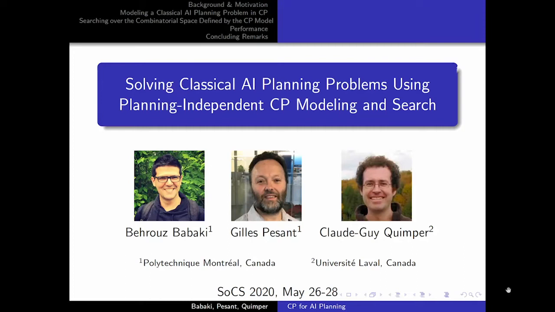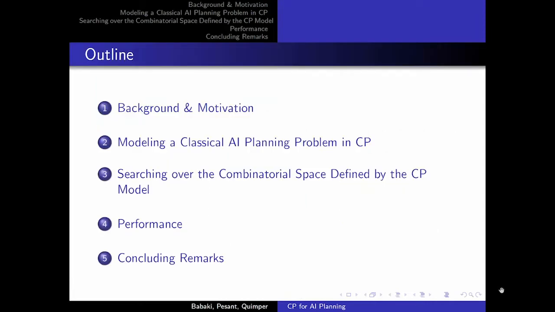So this talk is about solving some AI planning problems using a standard constraint programming approach with nothing specific to planning, and in particular how some generic combinatorial search heuristics developed for CP are key here for our approach to be effective. So I'll first give you a quick background on AI planning, on constraint programming.